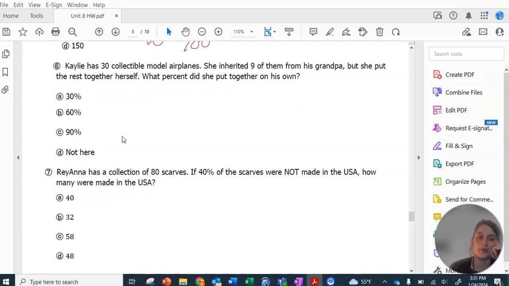Kaylee has 30 collectible model airplanes. She inherited 9 of them from grandpa, but she put the rest together herself. What part did she put together on her own? So we're looking for the part that she put together on her own. Oh, wait, we do know that. That's 9. We know the total, the whole number, is 30. We're actually now looking for the percent that represents that part. You might have to simplify.